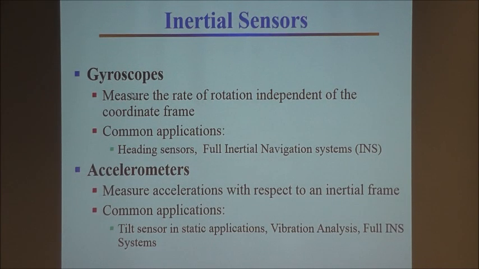Inertial sensor, gyroscope, which measures the rate of change of rotation independent of the coordinate frame. Common application: heading sensor, full inertial navigation system, of course on many different vehicles. Accelerometer, which we also have on our robots in the ACE Lab, measures accelerations with respect to an inertial frame. Common applications: tilt sensor, static application, vibration analysis, full inertial systems.